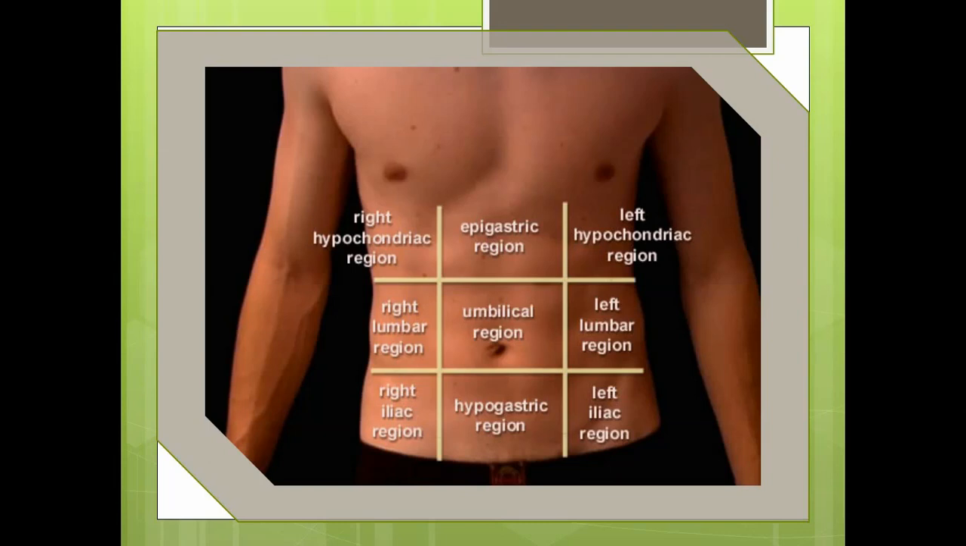In the right iliac region again the large intestine, appendix and ileocecal junction. Then come to the hypogastric region, the major part of the human body. Larger vessels, so the vessels will get divided into right and left, and will supply the lower region. Then ovaries if it is female, testes if it is male, all those things are there. And then it comes to the left iliac region. These are all 9 different regions.